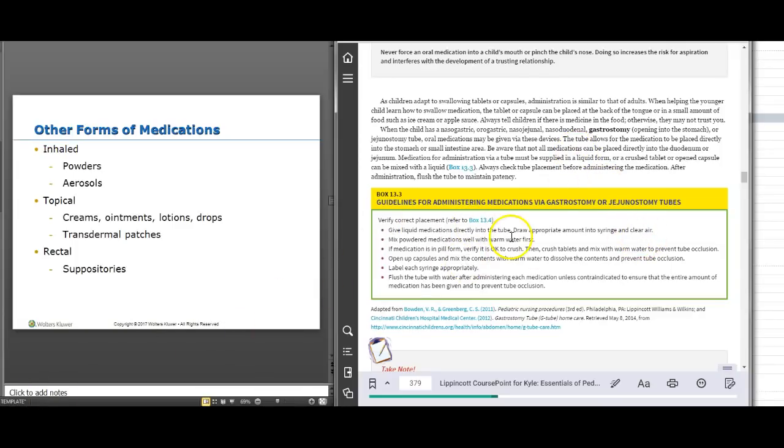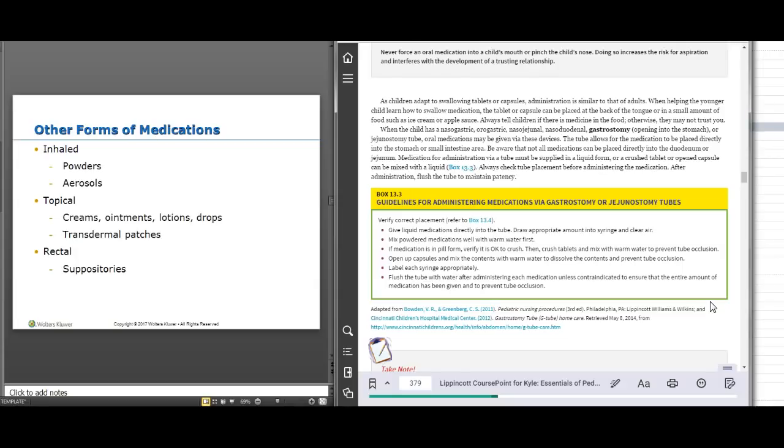Same thing with J-tubes or G-buttons. If it's a pill form, make sure it's okay that you crush it, and you can crush it and mix it with water and put it through their G-button. Now, I hope that a lot of you get to experience giving meds through a G-button. We're going to talk a little bit about that.